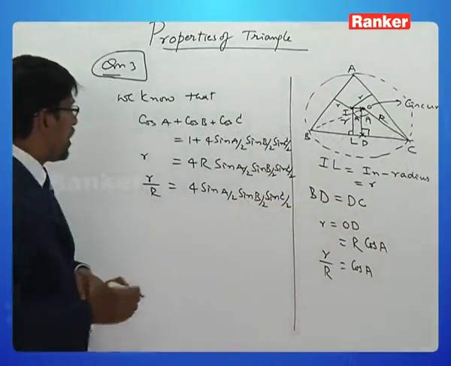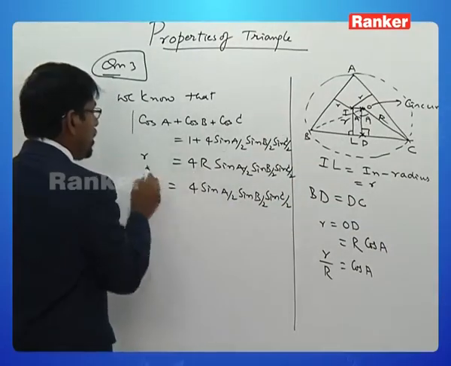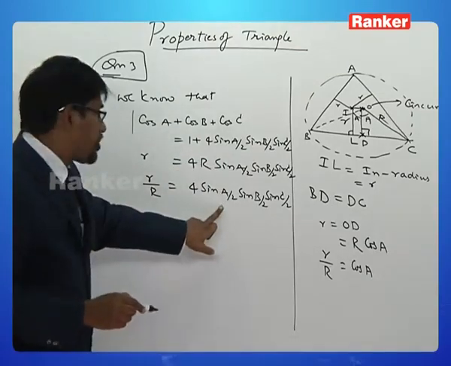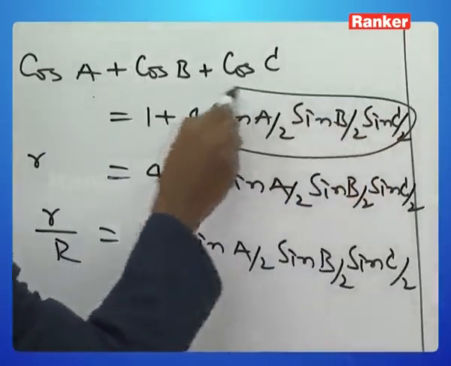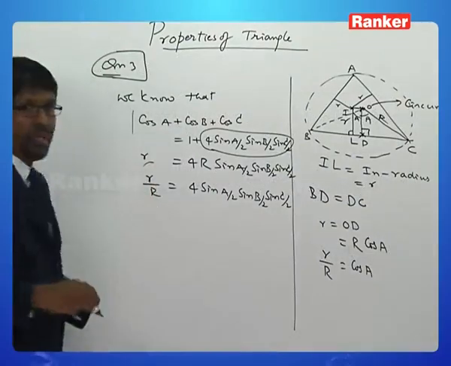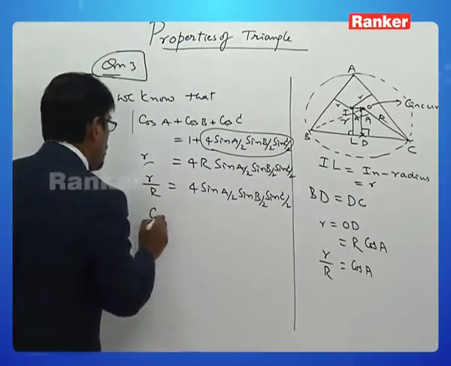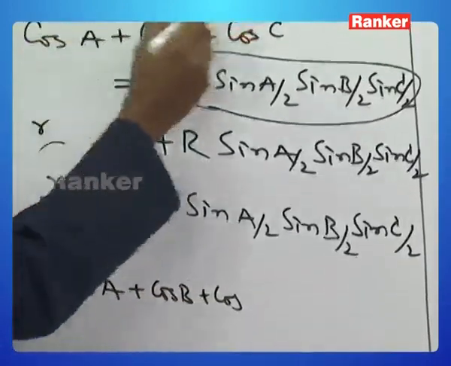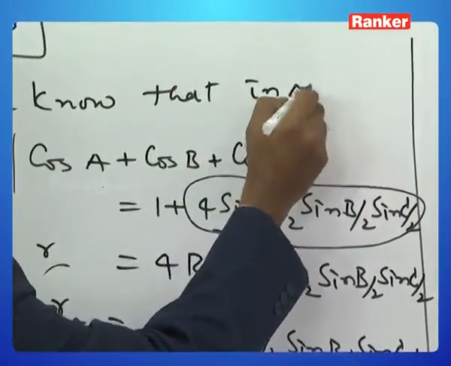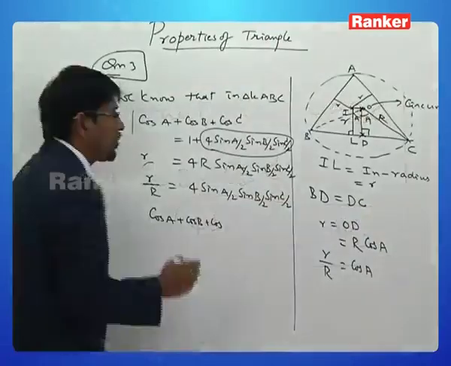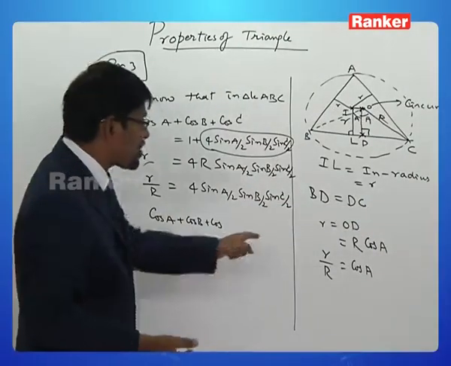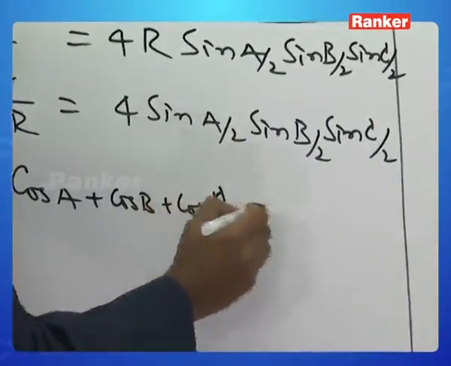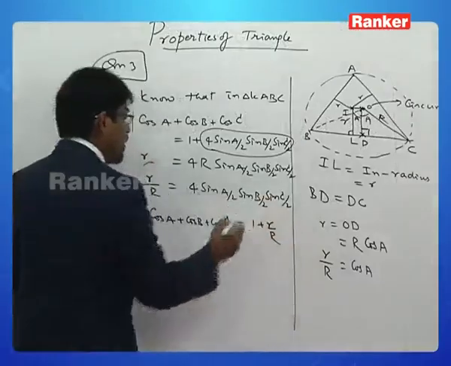So in other words, this is true for any triangle. Small r by capital R is equal to 4 sin A by 2 sin B by 2 sin C by 2, so this 4 sin A by 2 sin B by 2 sin C by 2 can be replaced by small r by capital R. Therefore, cos A plus cos B plus cos C in any triangle, in a triangle ABC, not just this triangle, is 1 plus small r by capital R for any triangle.